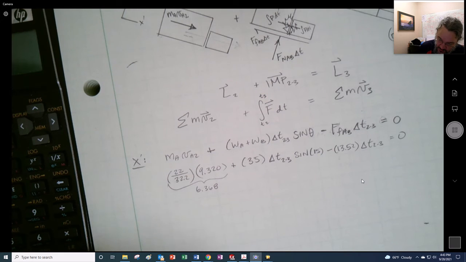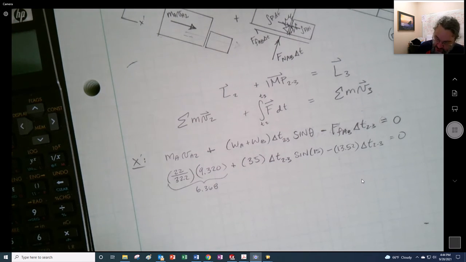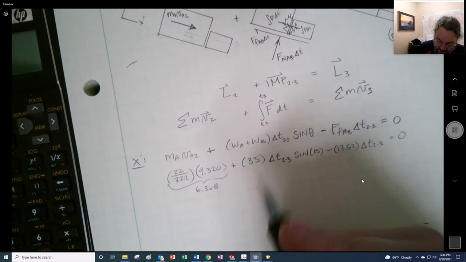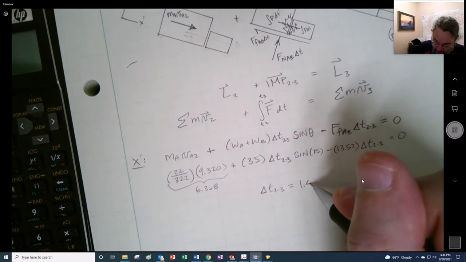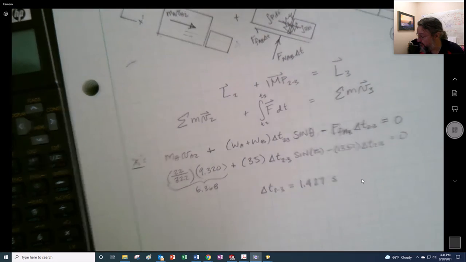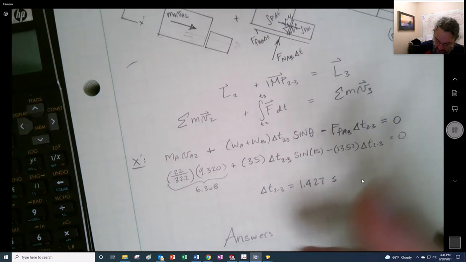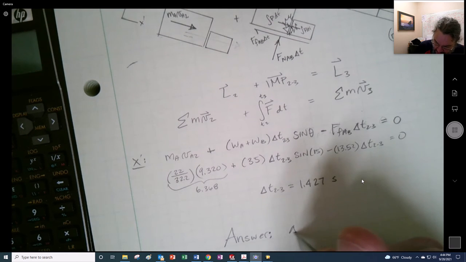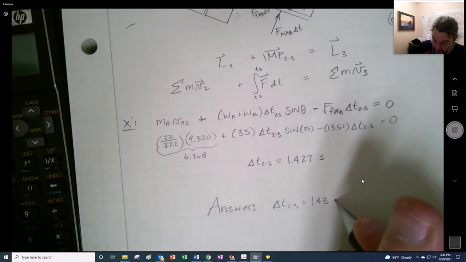Okay, so I get 35 and the sine of 15, so times. All right, and then I'm just going to subtract out 13.52 from that. Yes, it is negative, and then I'm going to divide this other one. Boom. So I say that my delta t 2 to 3 is going to be equal to 1.427 seconds. And I think that's all I really wanted for the answer, so I'll rewrite it out. Answer. There's only one of them. Okay, so delta t 2 to 3 is going to be equal to 1.43 seconds.